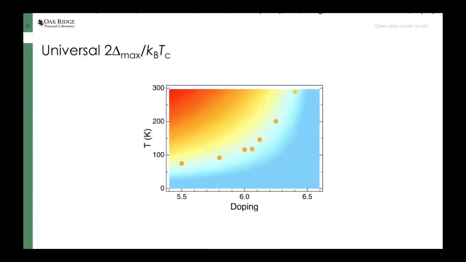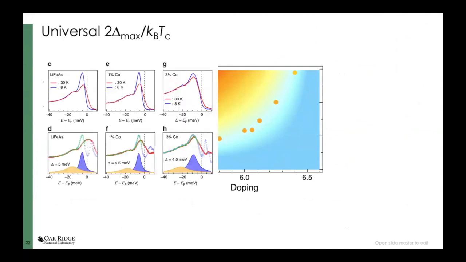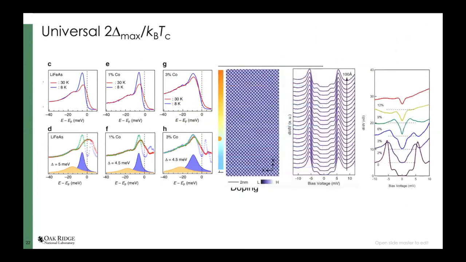So the next step that we are doing is, as I just showed you, from the experimental point of view, we justify that lithium arsenic is a Hund's metal normal state, and we want to study whether the 2 delta over kBTC is still universal for these systematic studies. And here we can extract the superconducting gap from the RPAS for low dopings, and we can extract the superconducting gap also from the STM study, which has a better energy resolution and can go to much lower temperature.